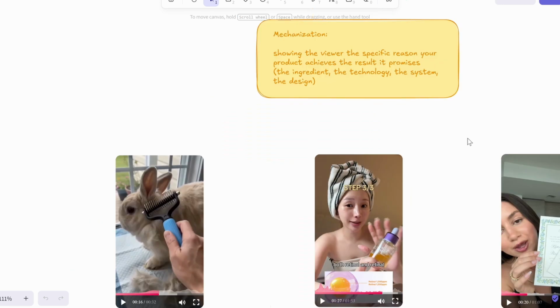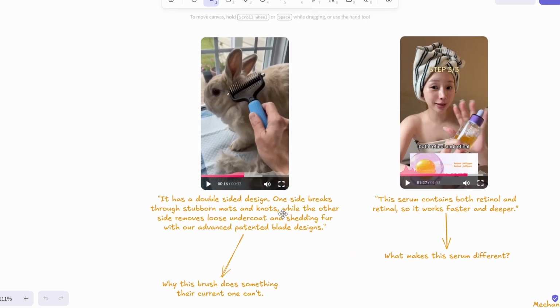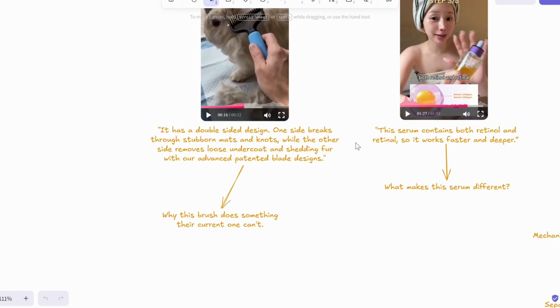Look at this example. It has a double-sided design. One side breaks through stubborn mats and knots, while the other side removes loose undercoat and shedding fur with our advanced patented blade designs. The viewer already knows that they have a shedding problem, and they've probably already bought a brush. But now they understand exactly why this brush does something that their current one cannot. The mechanism closes the gap between another product making the same promise and the specific solution to my specific problem.